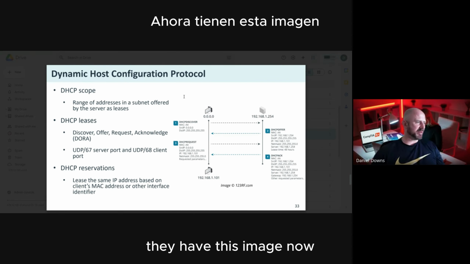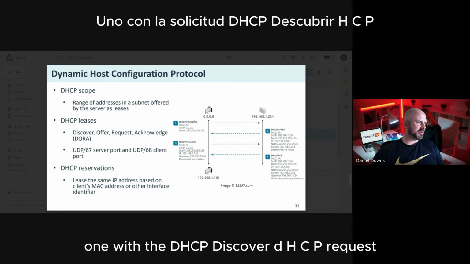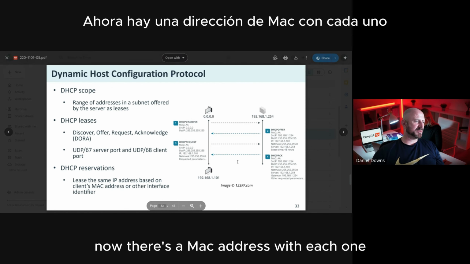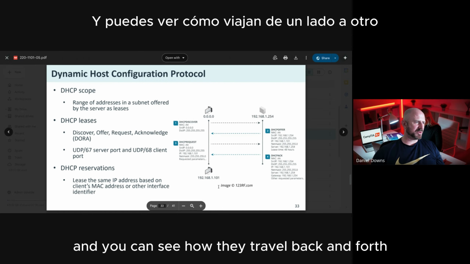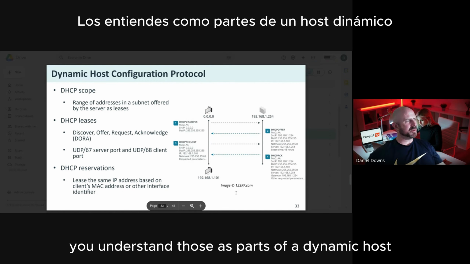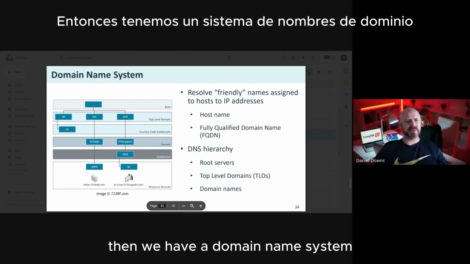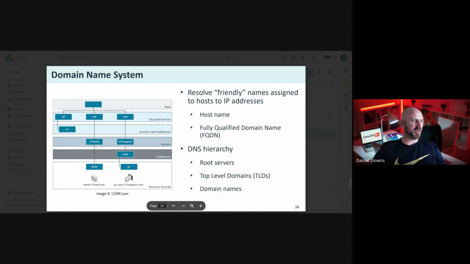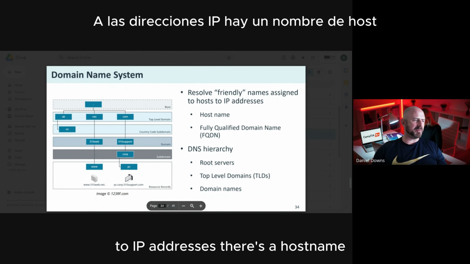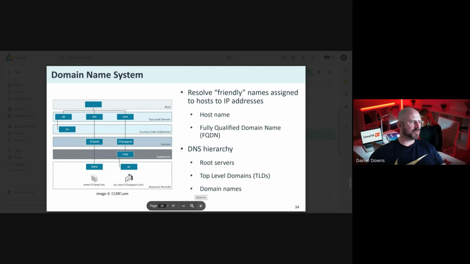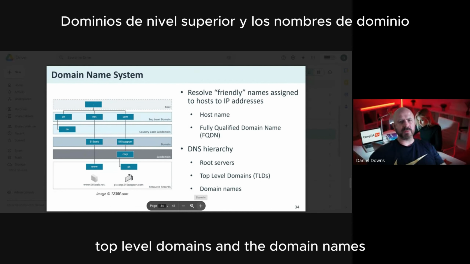So here's a little review. In this image, number one, we have the DHCP discover, DHCP offer, DHCP request, and DHCP ACK. There's a MAC address with each one, and you can see how they travel back and forth. So just make sure you understand those as parts of the Dynamic Host Configuration Protocol. Then we have the Domain Name System, DNS, which resolves friendly names assigned to hosts to IP addresses. There's a host name and there's a fully qualified domain name, FQDN. We have the DNS hierarchy with root servers, top level domains, and the domain names.